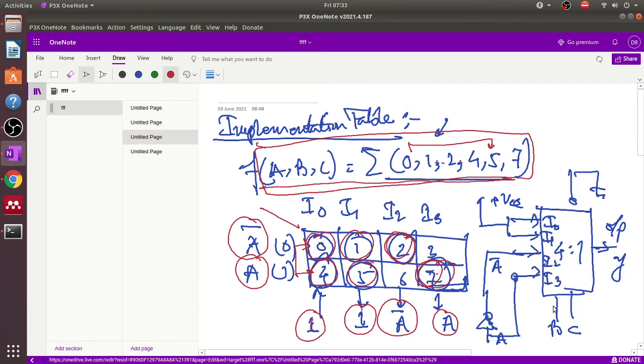Now here we apply B and C as control signals. These are the outputs, and these are 4:1 multiplexers. The enable line is held low, at 0 volt, and I0 and I1 are connected to logic 1. Then we apply one signal A, and this is A bar, A complement. A complement is connected to I2, sorry, A bar is connected here and A is connected to the I3 line. Okay, so this is the method of the implementation table.